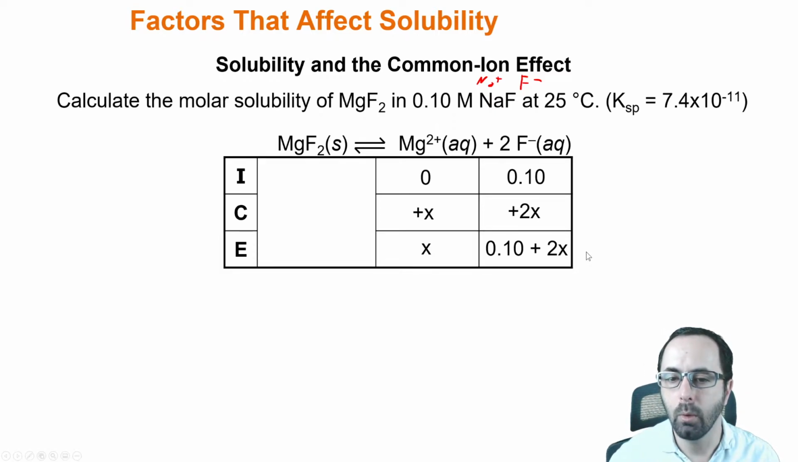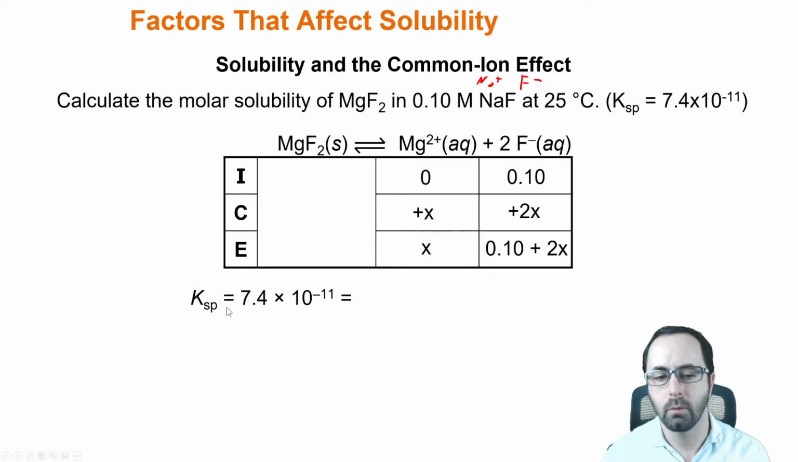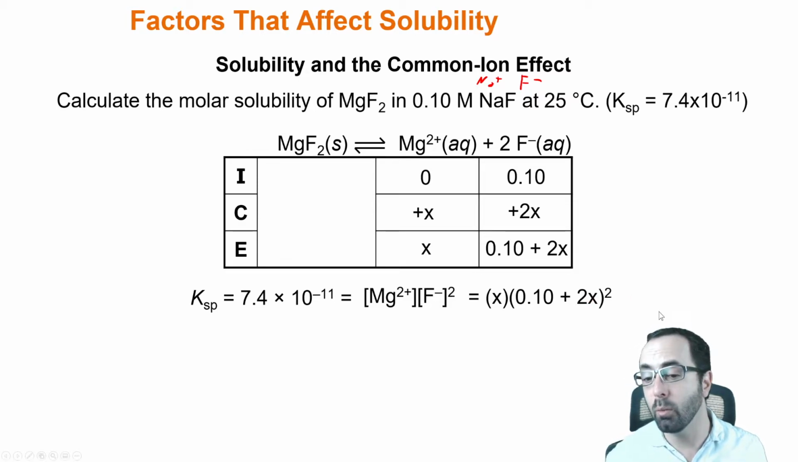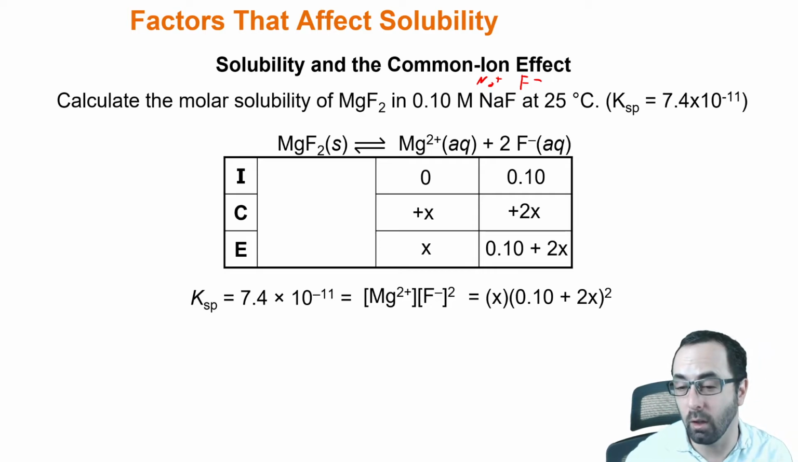Okay, so now we're going to write the KSP expression. So KSP equals 7.4 times 10 to the minus 11. And that is the magnesium concentration times the fluoride concentration squared because of the 2 here. So now if we plug these in, we have x for the magnesium concentration, and for fluoride we have 0.1 plus 2x, and we're going to square that. So this is one where we could potentially have to solve the quadratic equation if x is too large.